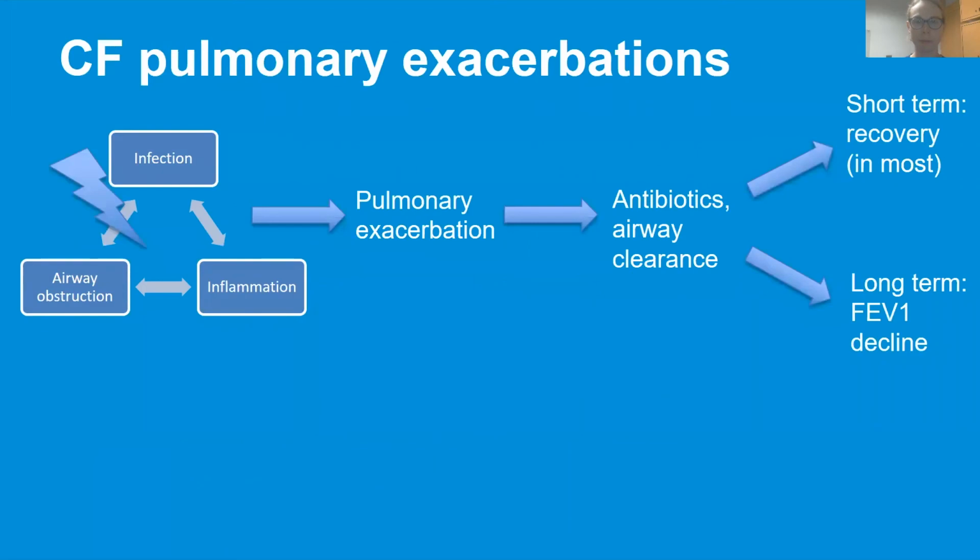to 12:30 p.m. In general, CF pulmonary exacerbations are thought to arise from a perturbation in the cycle of infection, inflammation, and airway mucus obstruction that characterizes CF lung disease. Treatment of exacerbations with therapies including antibiotics and airway clearance leads in the short term to improvement of symptoms and lung function recovery in the majority of cases.